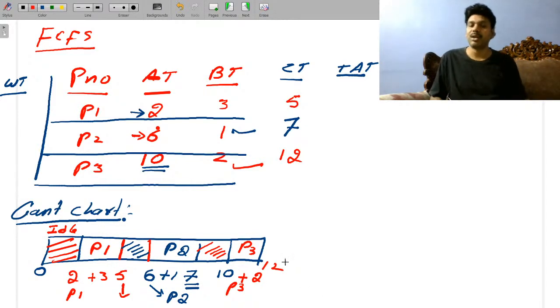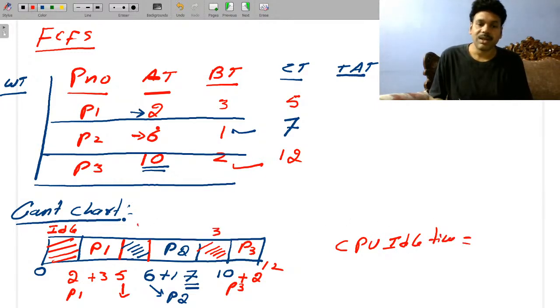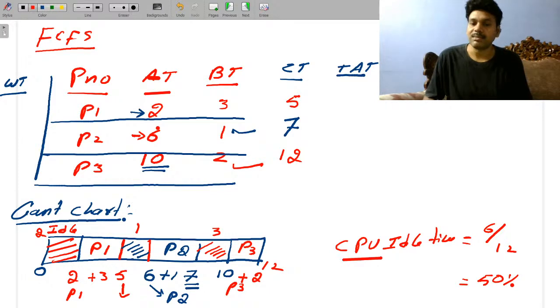So this is important. How much time is the CPU idle? You see that the CPU idle time is here 3 units, here 1 unit, here 2 units. It is 6 out of your 12. Therefore, you observe that 50% is idle. This is one important point: how much time, or what percentage, the CPU gets idle.